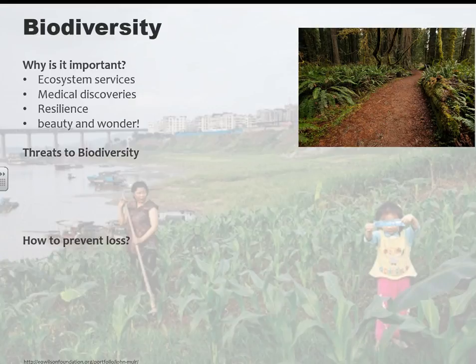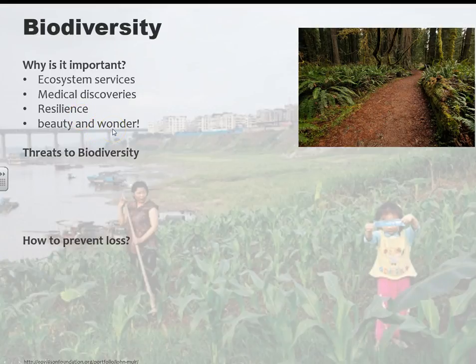But if you just think about the ability of any area, this could be a body of water, a neighborhood, a forest, a field, a farm, whatever, the more different types of organisms you have in a given area, the more likely they are to be able to withstand some sort of shock to the system. And so that's resilience. That's an important aspect of biodiversity.